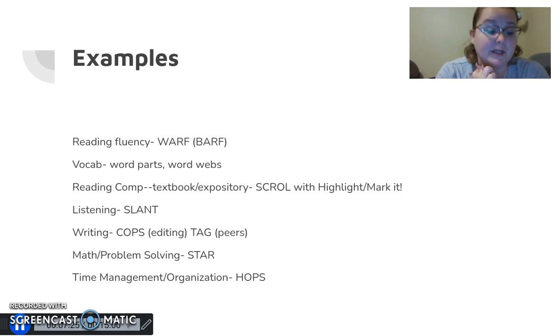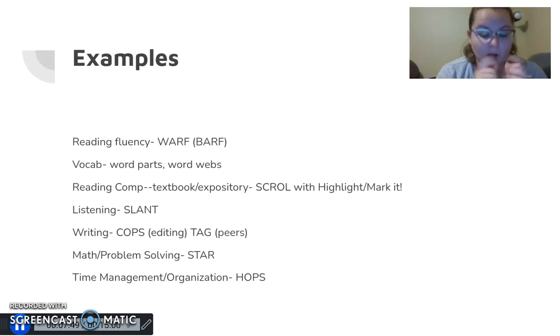When it comes to reading fluency, there's one, it's called WARF. I kind of changed it to BARF because it's elementary. It's 5th grade, okay? They go for that kind of thing. This one is good for textbook fluency. This is about the 5th grade's about the time they start leaning on textbooks, which they'll need when they get up to the middle school.